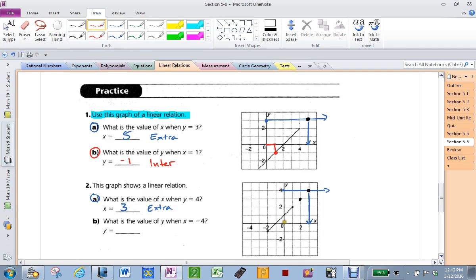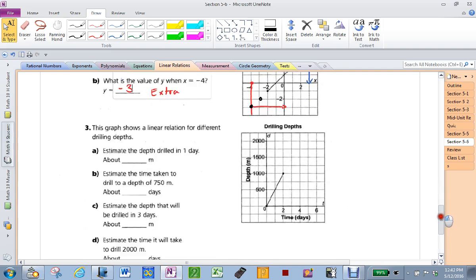When x is negative 4, inter or extra? Extra, because x doesn't actually get to negative 4, does it? And I gotta go down and I hit nothing. So I can continue the line. There it is. And what do I get? Negative 3. Can everybody do it? Yes. Good. Do the last question by yourself.